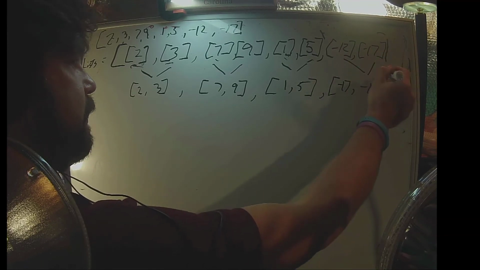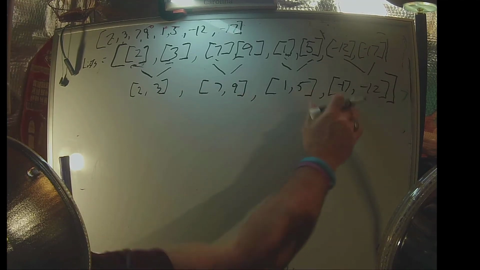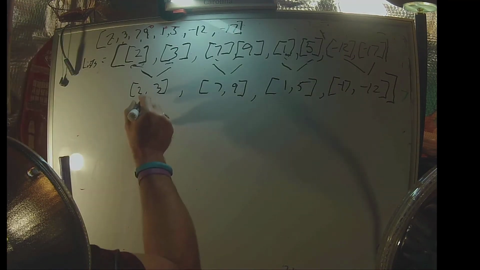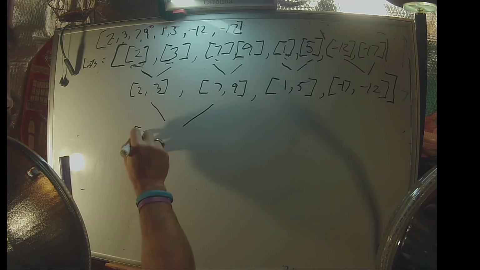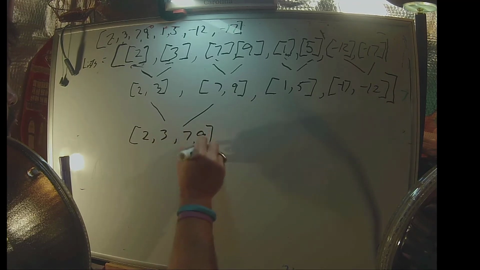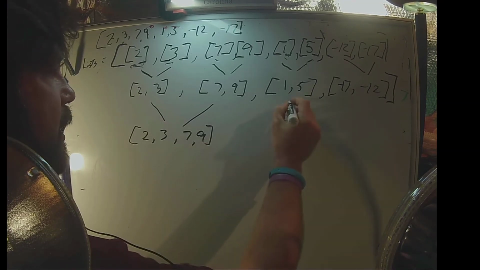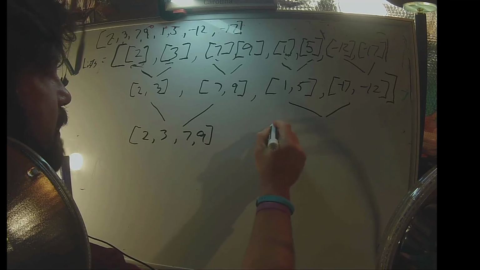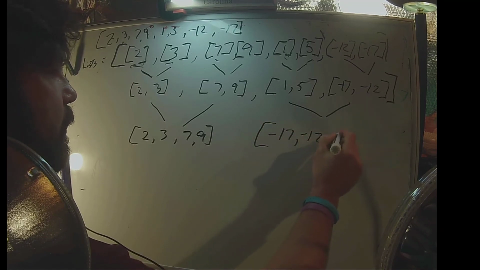But now our new list, in the meantime, has gained 4 new lists of size 2. We'll come down and we'll do our merging here as well. This will give us 2, 3, 7, 9. Right? Our merge can walk through and give us a double-sized list, all in sorted order. And then we'll merge these 2 lists, and we'll have minus 17, minus 12, 1, 5.